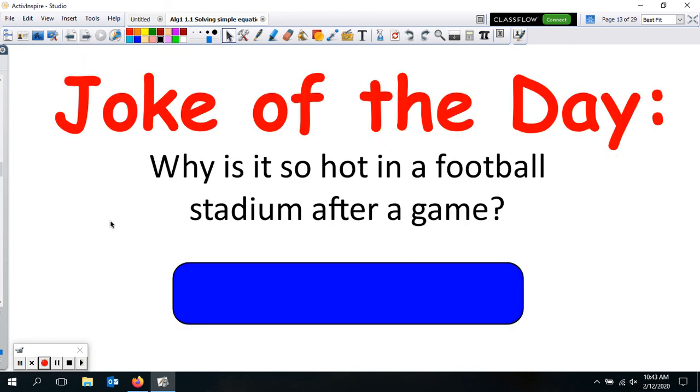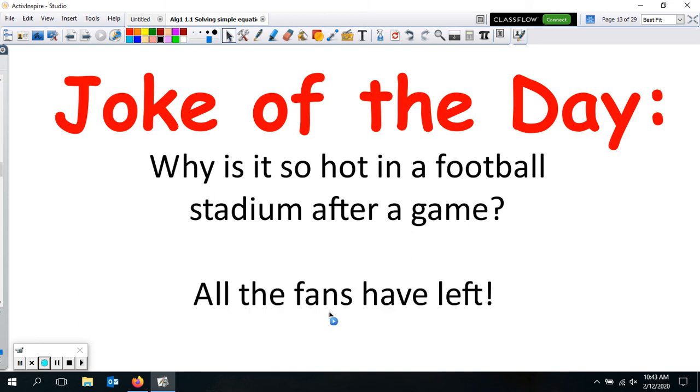First, let's do a little joke of the day. I usually have a joke of the day kind of in the middle, just to break things up. It says, why is it so hot in a football stadium after a game? Because all the fans have left. Wow, that's funny. All the fans have left. All right. Hope you enjoyed that joke.